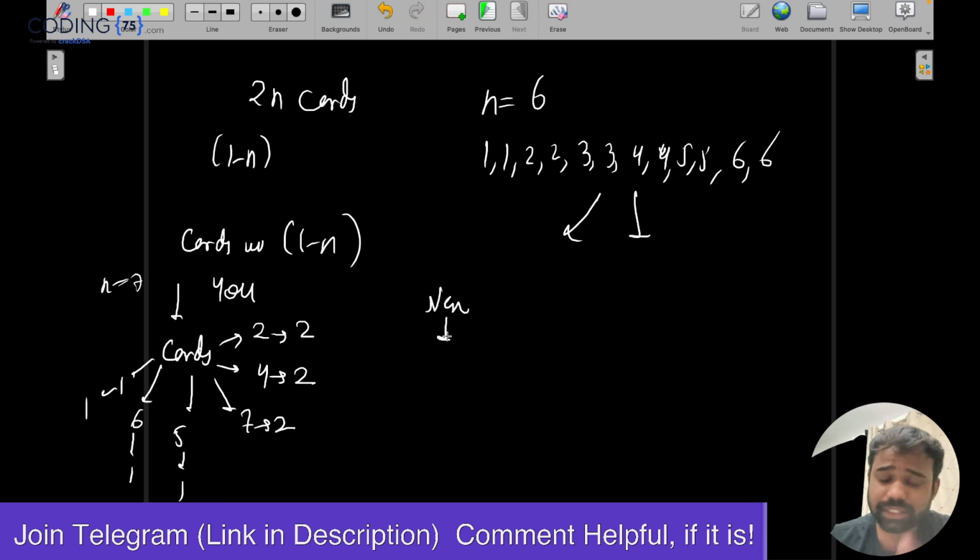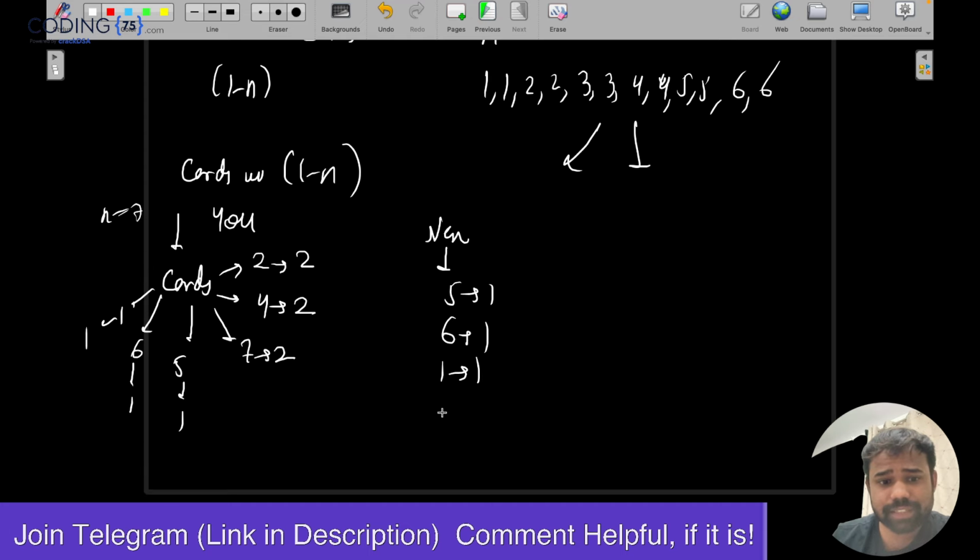Now what Nene has will be just the opposite of you. She will not have a card of 2, 4, or 7, because you have both of those. She will have one card of 5, 6, and 1, because you have one of each of those. Now she will have 2 of 3. Now let's count: 1, 2, 3, 4, 5, 6, 7.